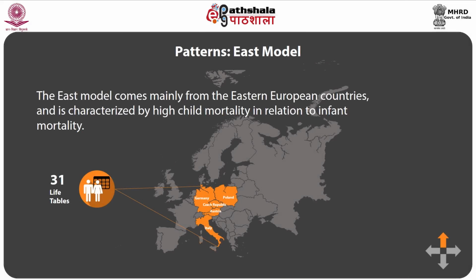The East model comes mainly from the Eastern European countries and is characterized by high child mortality in relation to infant mortality. The East model constitutes a total of 31 life tables of Austria, Germany, the Federal Republic of Germany after the Second World War, and northern and central Italy, and some from Czechoslovakia and Poland.